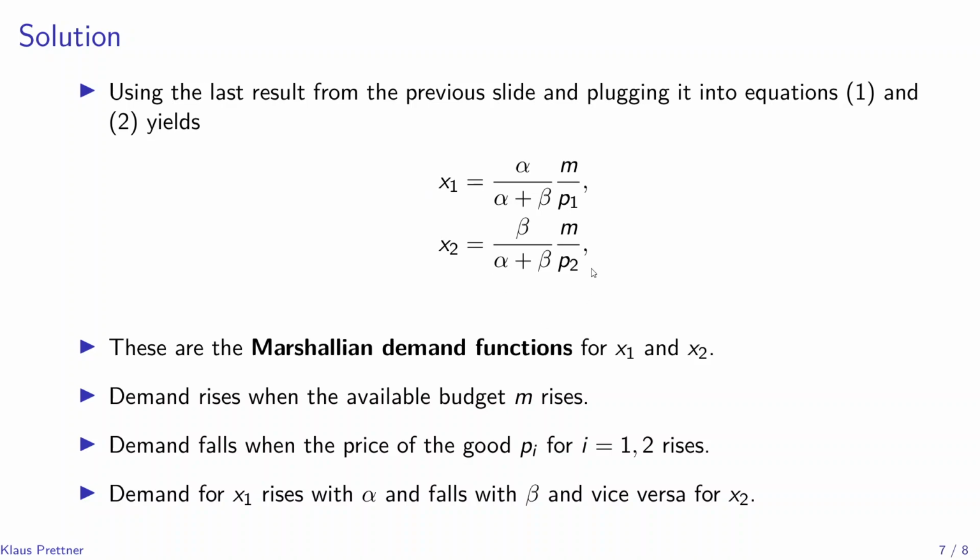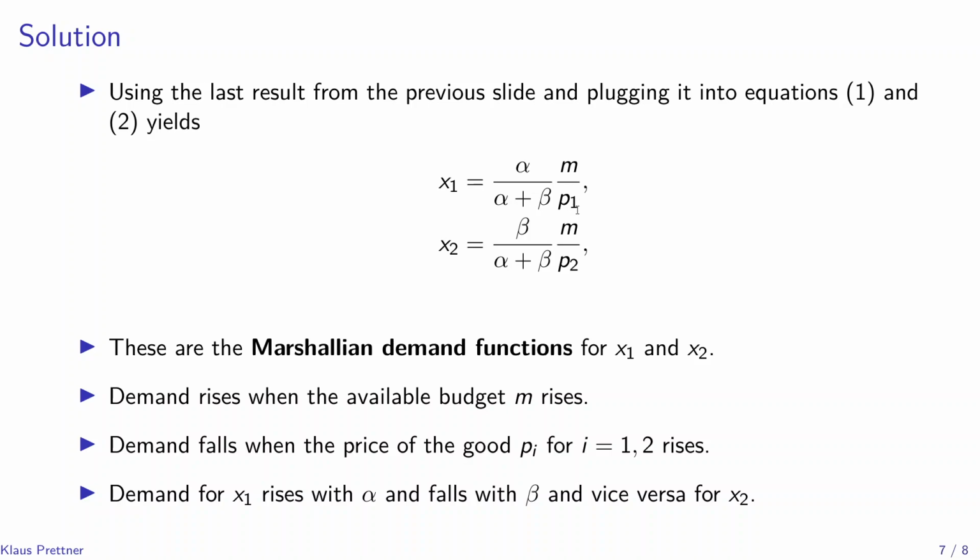So there is no cross-price effect. So the price of good 2 does not matter for the consumption of good 1, and the price of good 1 does not matter for the consumption of good 2. And that's just a consequence of our logarithmic utility function. For more general utility functions, you would see cross-price effects. So Marshallian demand is the demand function depending on the budget and the prices.